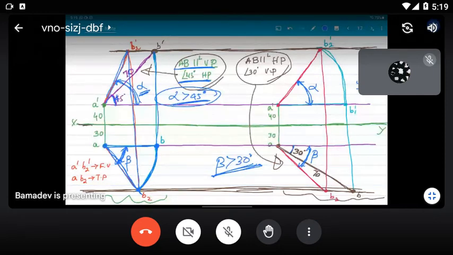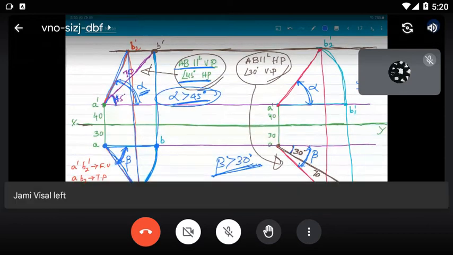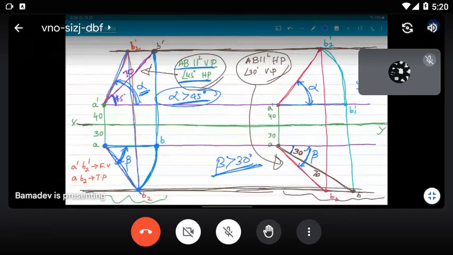Since some visualization parts are there, it is not so easy to visualize quickly. If you were in classroom, it would be better, right? But still, I hope you are all good students, right? You will try your best to capture it.